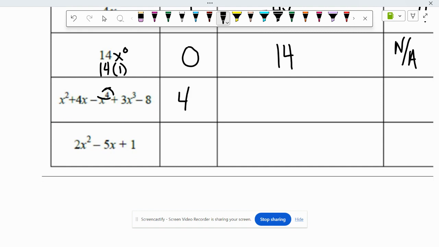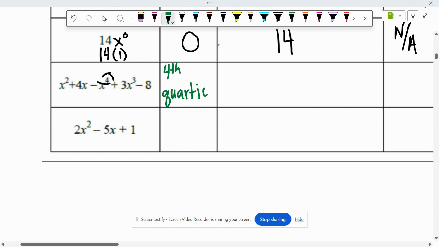I'm going to write down what that's called. So if something is 4th degree, we call it a quartic. It's called a quartic. So we have to put this in standard form. So we want the largest degreed term to come first. So what's going to come first?